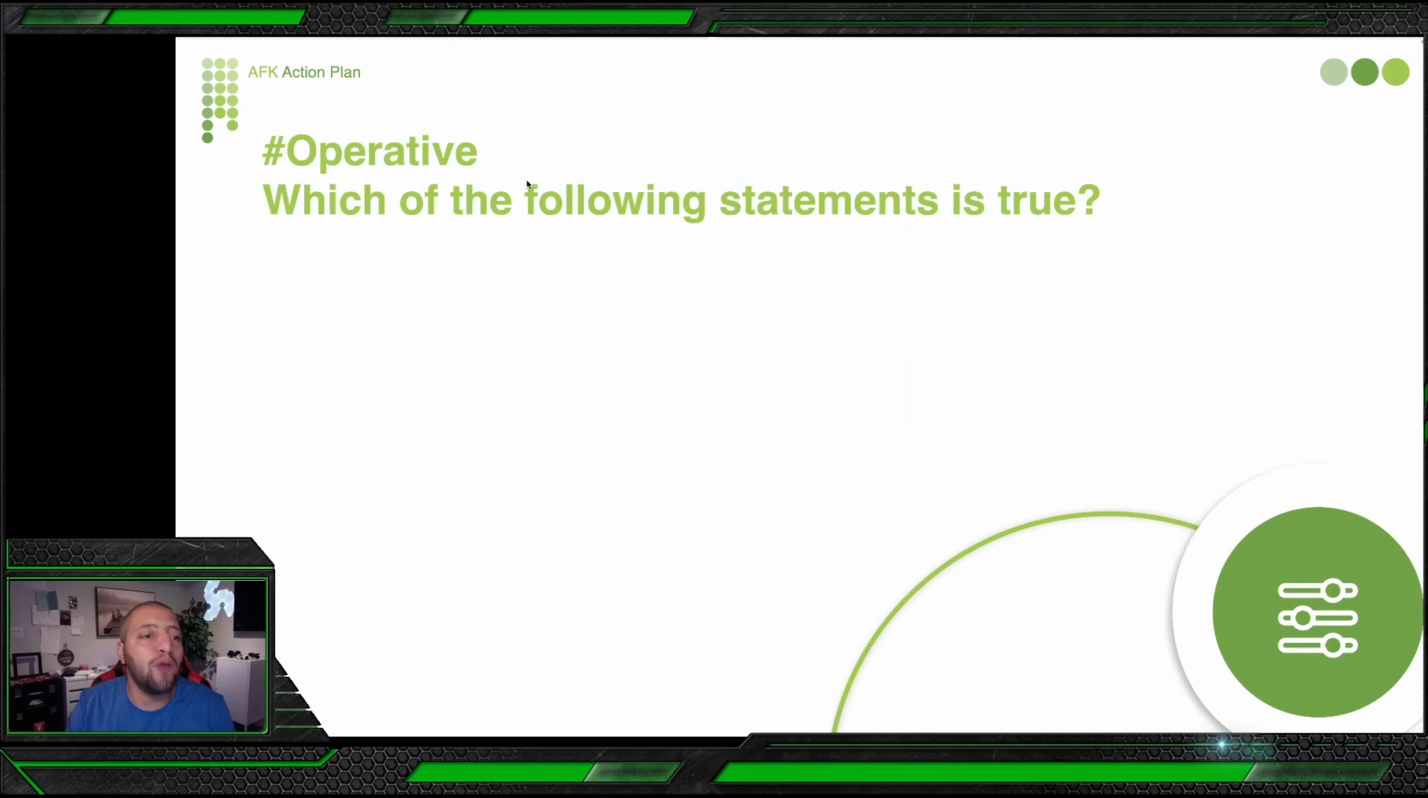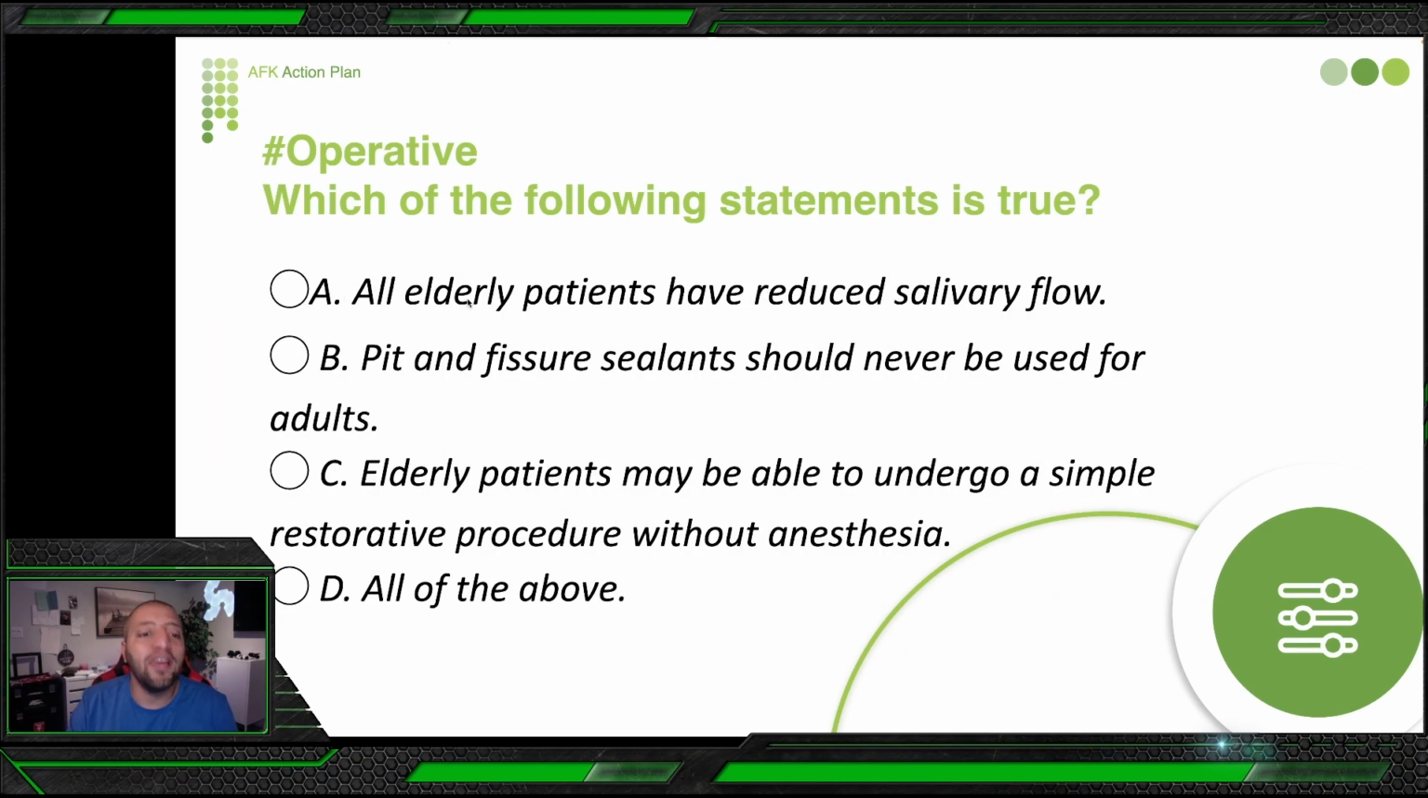Last question from operative. Which of the following statements is true? All elderly patients have reduced salivary flow. Pit and fissure sealant should never be used for adults. Elderly patients may be able to undergo a simple restorative procedure without anesthesia. All of the above. So let's take it one by one.